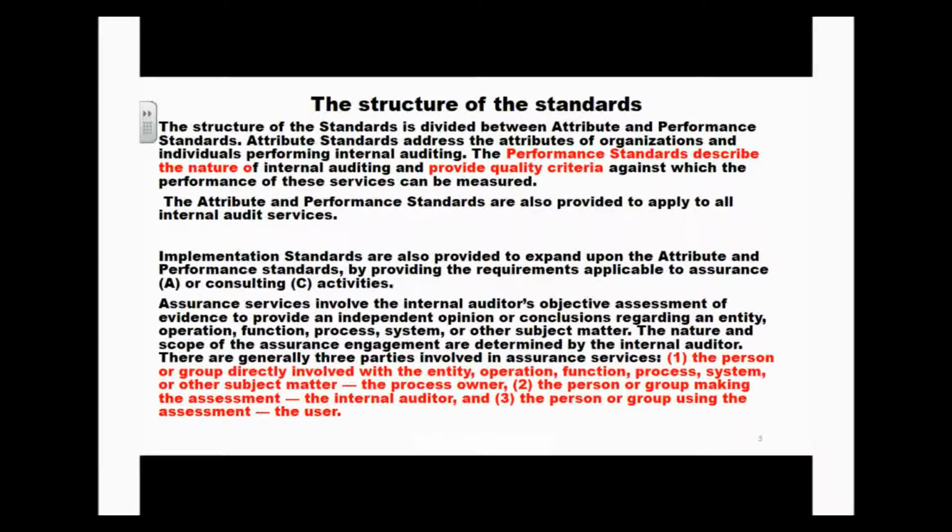Assurance services involve the auditor's objective assessment of the evidence to provide the independent opinion or conclusion. Assurance, guarantee. Is it working? Yes, I know it's working. To provide the independent, remember your definition of internal auditing? Just go back to that. Independent opinion or conclusion regarding an entity's operations, functions, processes, systems, and other subject matters. If you look at those things, they're not specified accounting systems. That falls under systems, but look down at the difference.